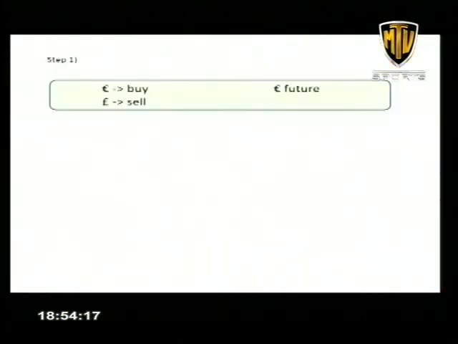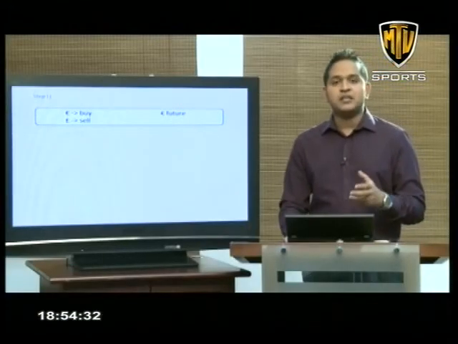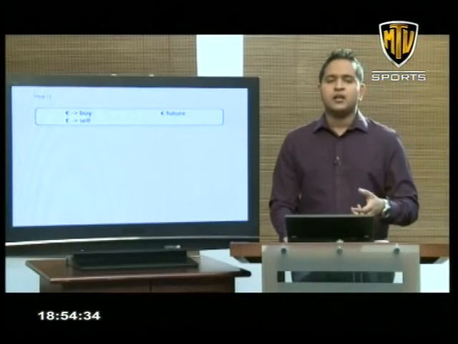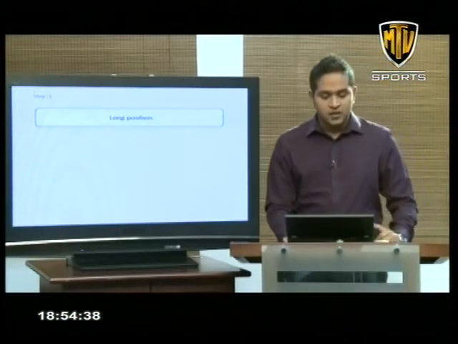And then you see in which currency your futures are denominated. Your futures are denominated in euros. So, euros need to be bought, and that tells you it would be a long position, because the currency in which your futures are denominated needs to be bought at the beginning itself.